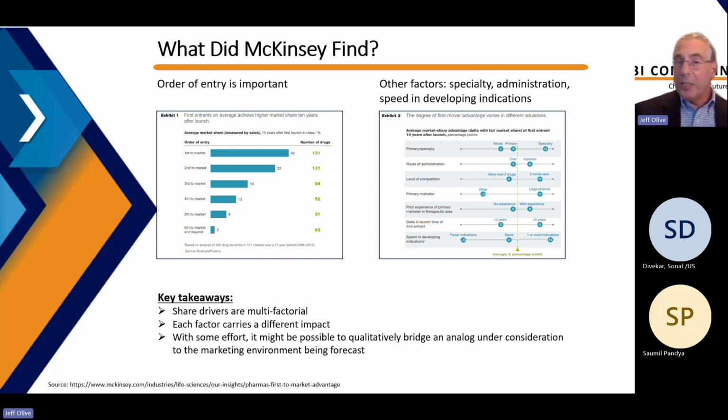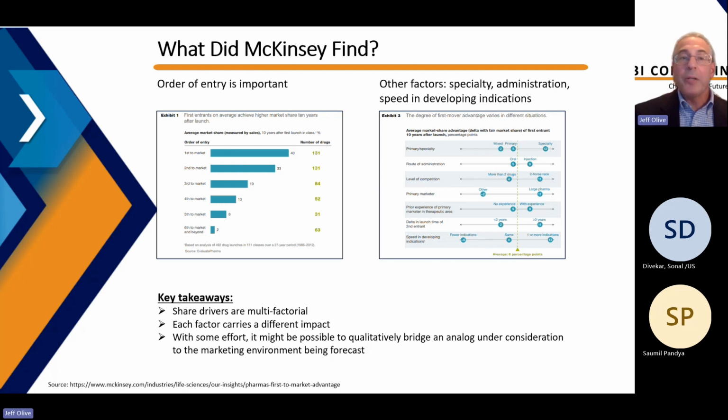So key takeaways from the last two slides. The share drivers are multifactorial, and each factor, as you can see from the graph on the right, carries a little bit of a different impact. But I think the nice thing about knowing what these differences are and what the challenges are is it creates a little bit of a roadmap for us to think about when we choose analogs and when we talk about what our share could be.